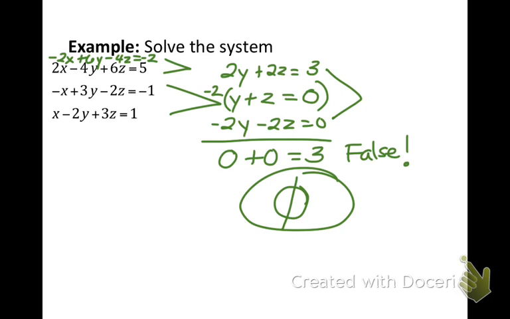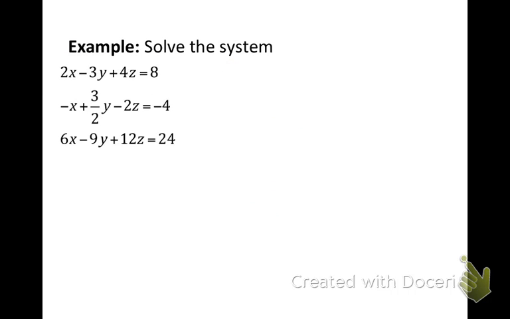All right, so let's do one that gets us a true solution. This will be the last example. So we've got 2x minus 3y plus 4z equals 8. Negative x plus 3/2 y minus 2z equals negative 4. 6x minus 9y plus 12z equals 24.